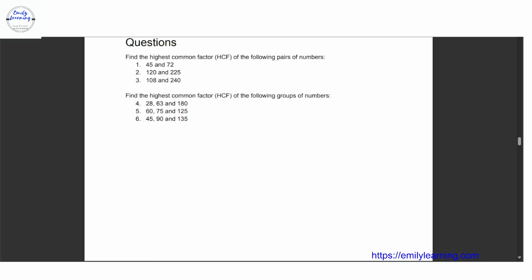Now let's move on to questions 4 to 6. In question 4, you're asked to find the highest common factor of 28, 63, and 180. Let's start off by writing 28, 63, and 180 as a product of their prime factors in index notation. 28 is equal to 2. Divide by 2, I get 14. Divide by 2 again, I get 7. 7 divided by 7, you get 1. So in other words, 28 is 2 squared times 7. Next, let's do 63. 63 is 3 squared times 7.